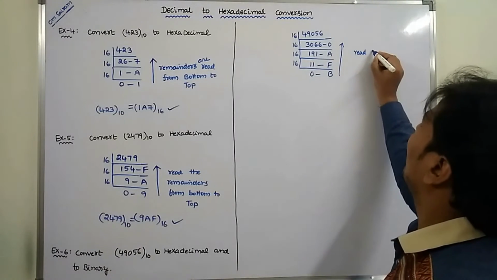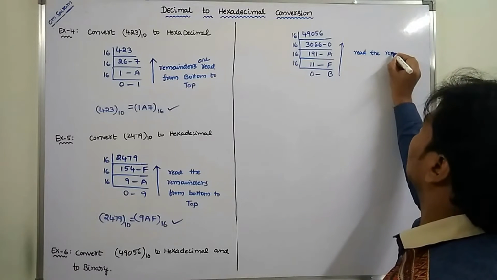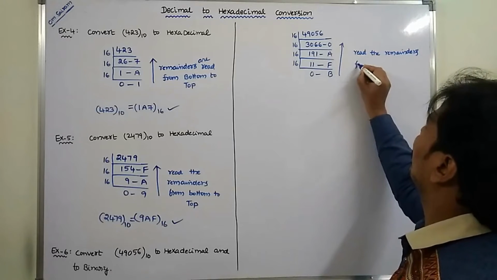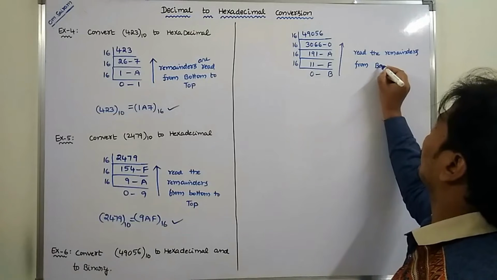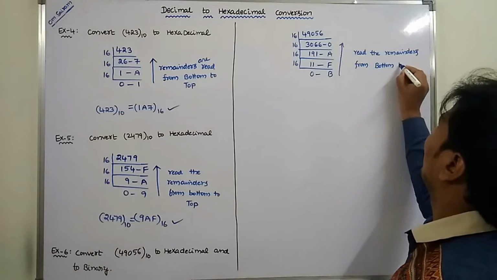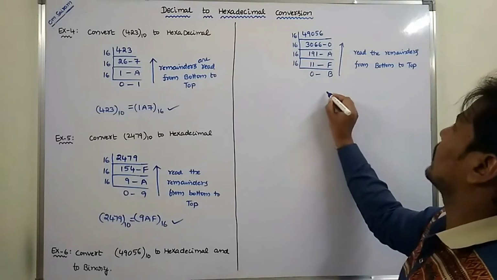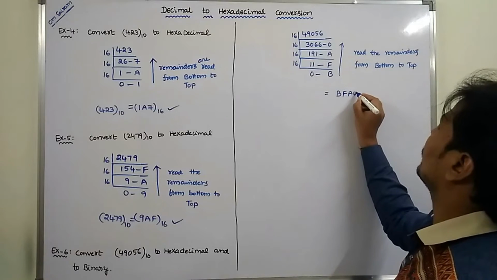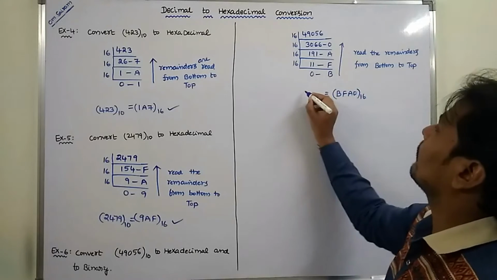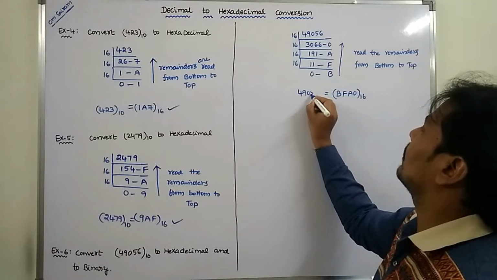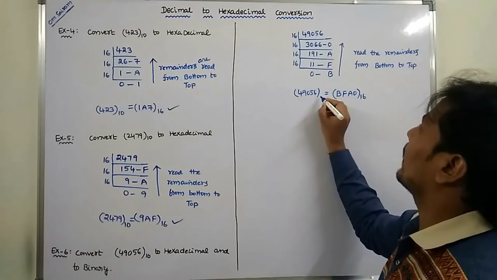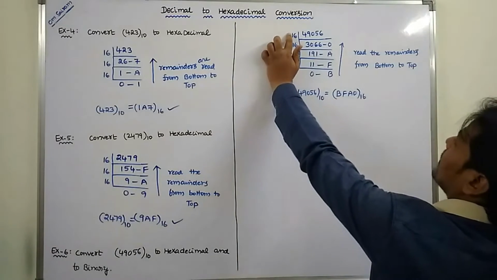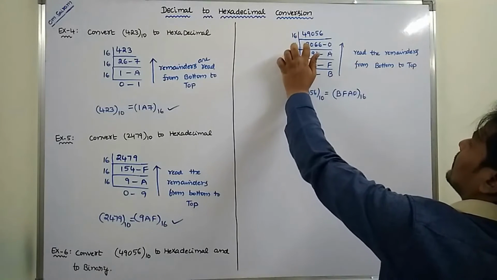Read the remainders from bottom to top. So that is equal to BFA0 base 16 for the given decimal integer number 49056 base 10. Okay. So here 16 divides 49,056 3066 times.